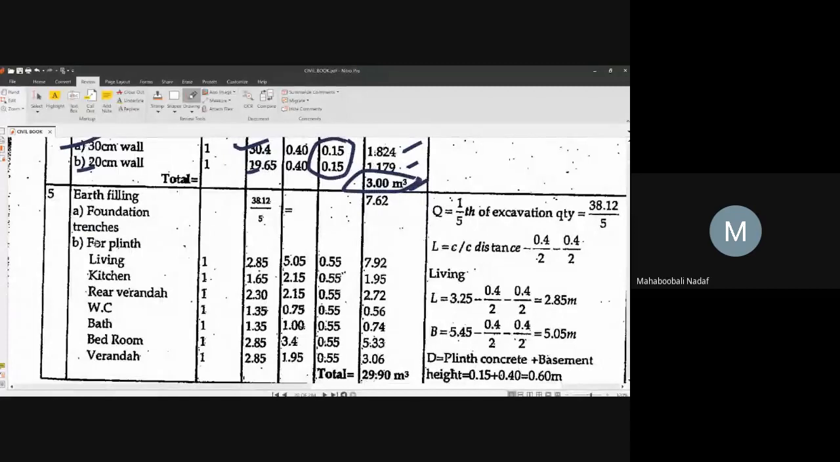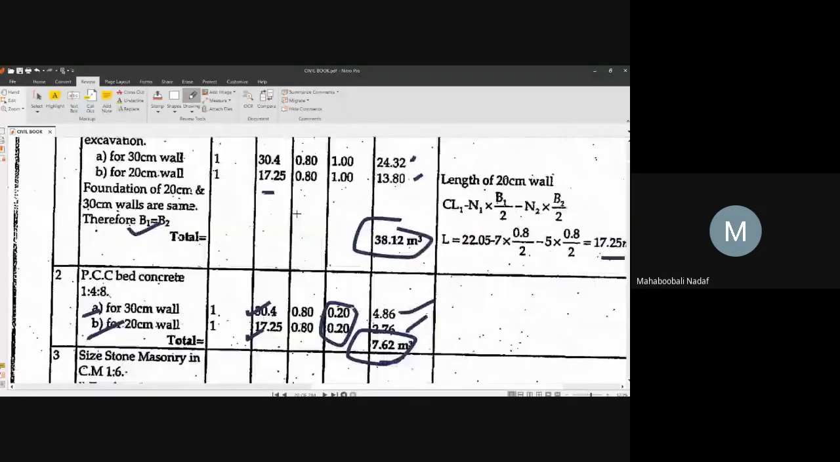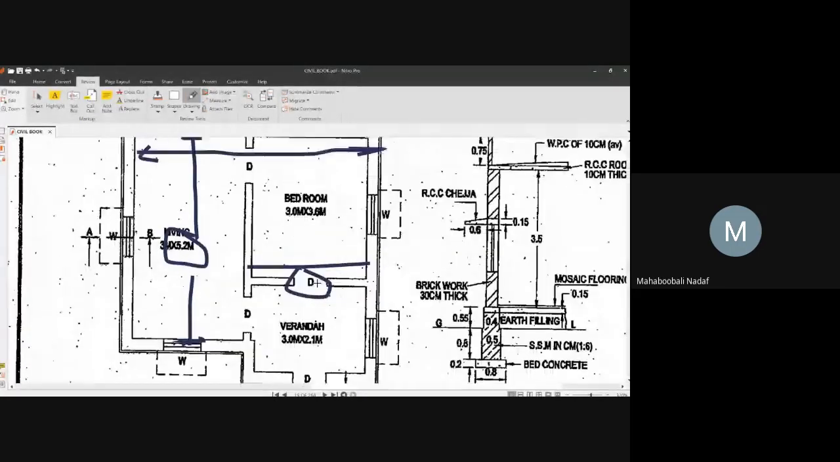Next is earth filling. See here, there are two components. What are the two components? One is trench filling, another one is plinth filling. If you go to the diagram, you will understand. Trench filling is in this. Are you understanding? And another filling is inside to inside, that is earth filling in the room, just beneath the tiles.